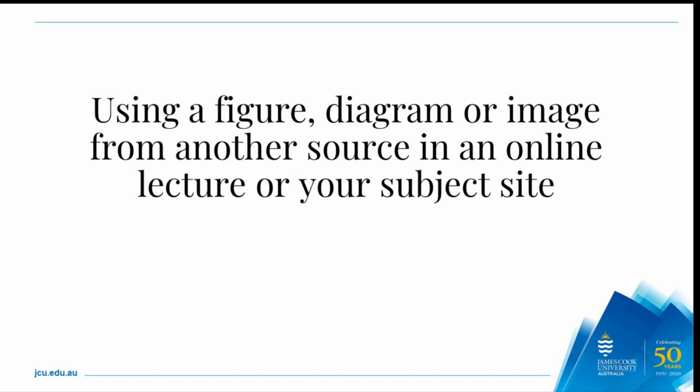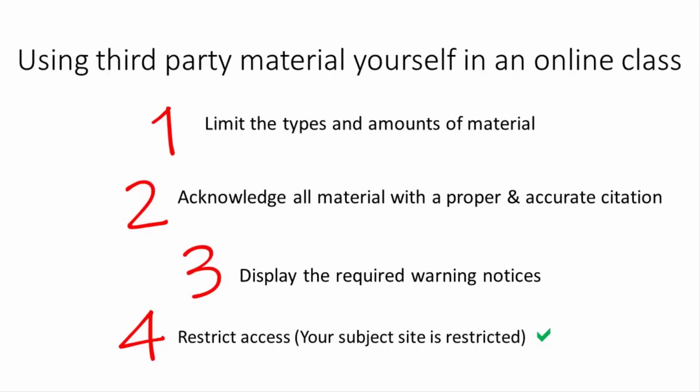If you are using this type of material in class that you want to include in either a lecture recording, a PowerPoint, or your LearnJCU subject site, you need to comply with some conditions set down by the educational licenses. This applies where you are not using the reading list for these items. These conditions are: you must limit the types and amounts of material, acknowledge all material with a proper and accurate citation, display the required copyright warning notices, and restrict access to staff and students involved in a subject. Those assisting you or administering LearnJCU are allowed access.